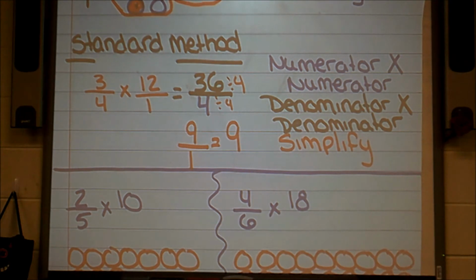Jumping Jehoshaphat, I got the same answer as I did with my picture. So now you can see a picture representation versus our standard method or our standard algorithm. You still get the same answer, but that's why. The picture shows you how we got to that answer. So let's solve some other problems.